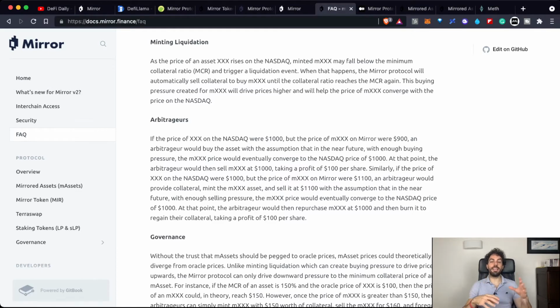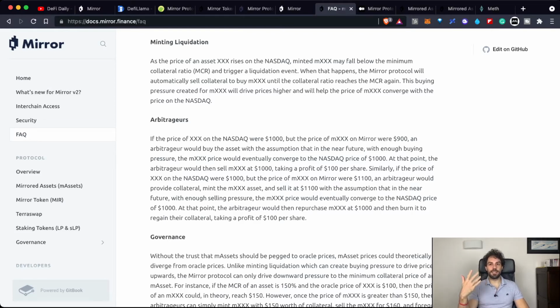The first mechanism is the minting and liquidation. What does it mean? When you mint an M asset, it is minted with the oracle price of the real asset, and the liquidation will also be triggered by the real price. Even if the price of the M asset in the market, on the blockchain or whatever, can change due to more selling pressure or whatever could happen, the price that will trigger the liquidation will always be tied to the real price of the stocks.